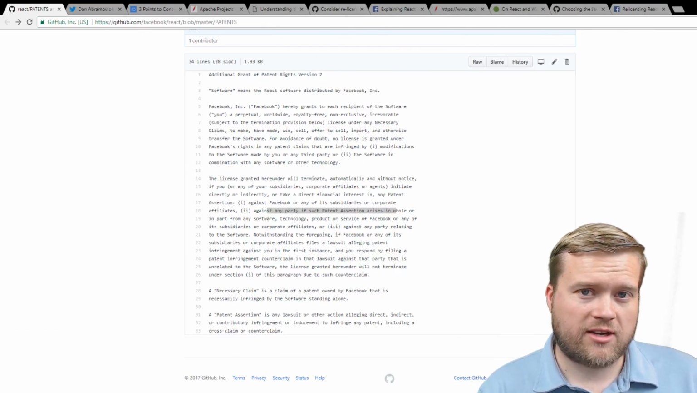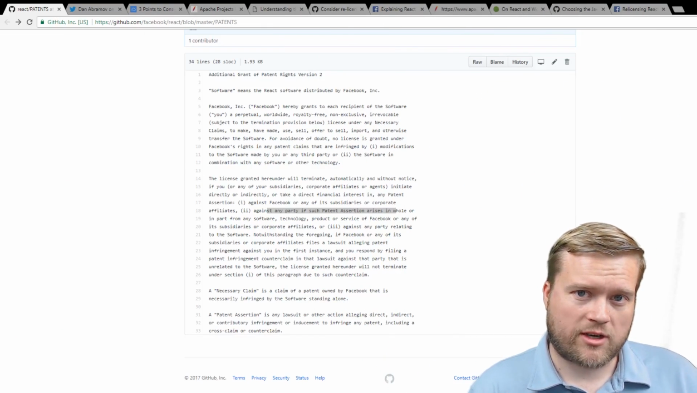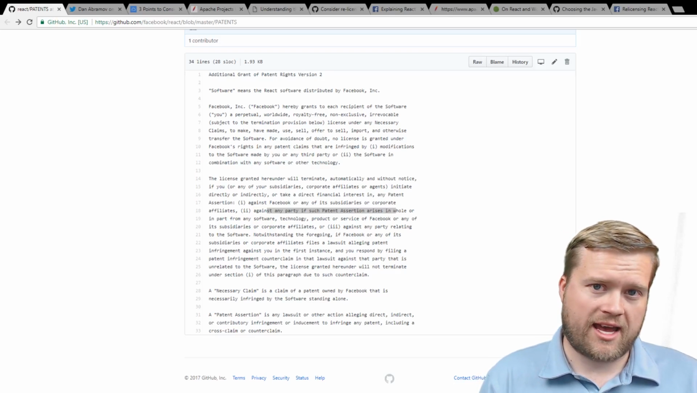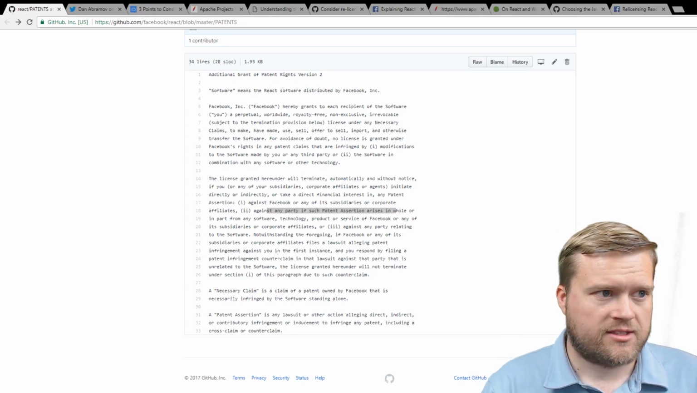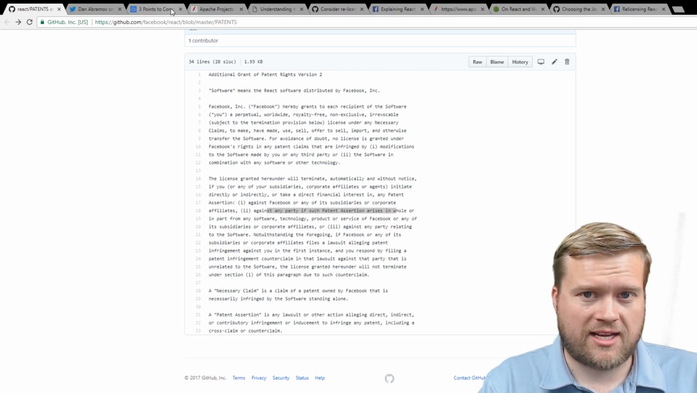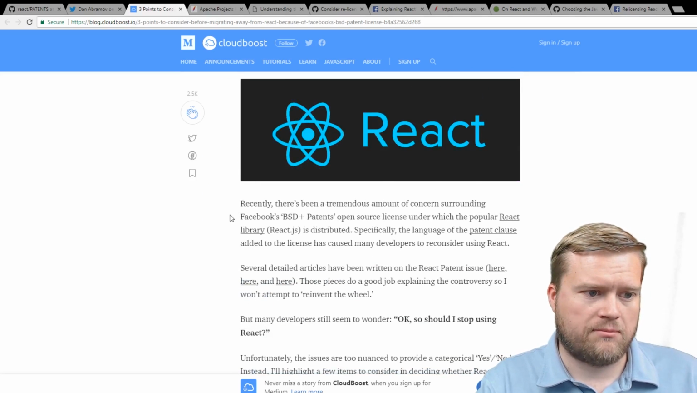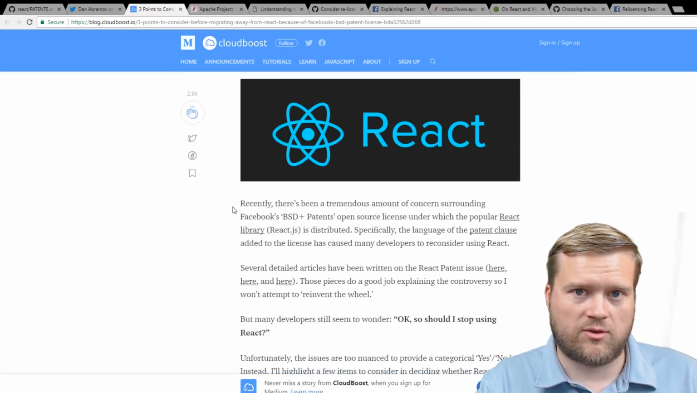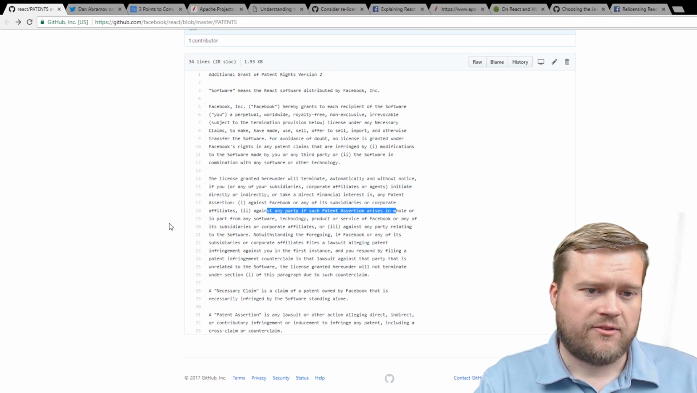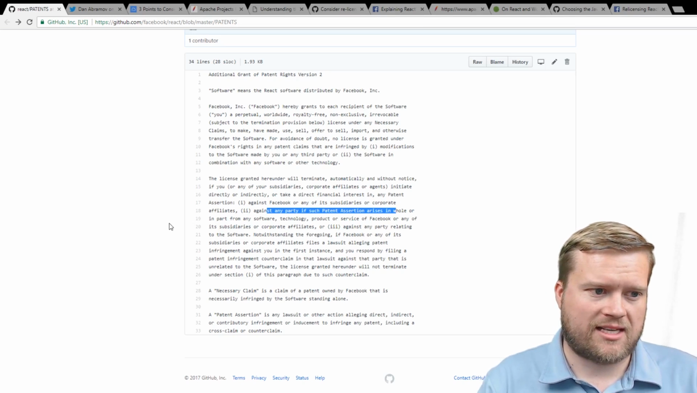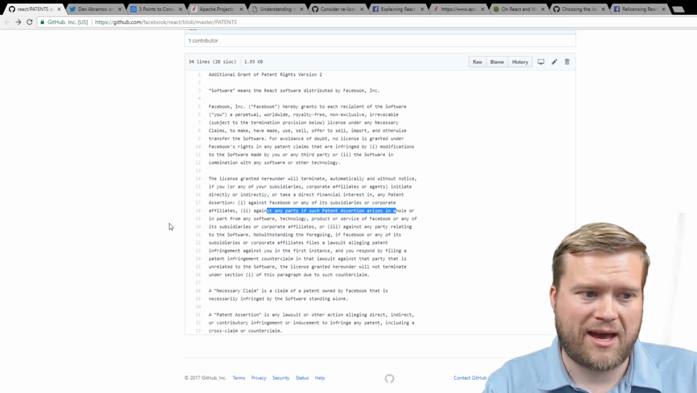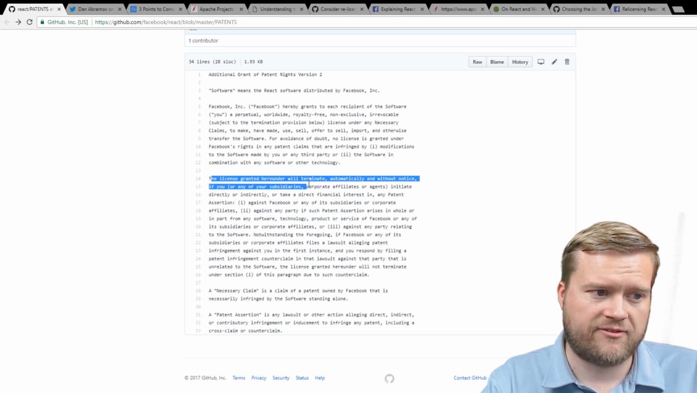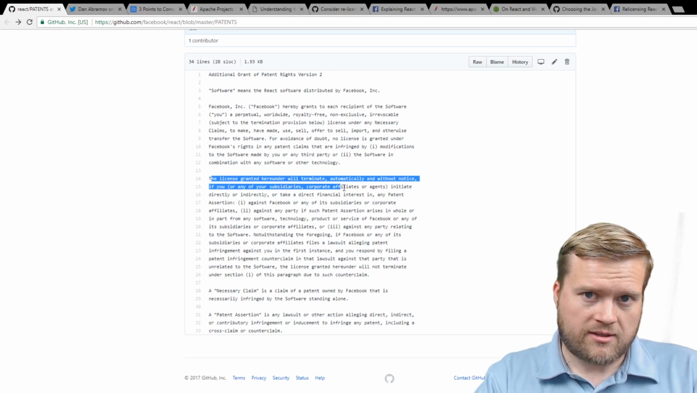So we're going to take a look at the React license. We're going to take a look at what it was before and what it'll be afterwards. The Facebook React license is also known as the Facebook BSD+Patent open source license. The problem a lot of people had with this license is how it dealt with patents. You can see here, this paragraph is the exact paragraph a lot of people took problems with.